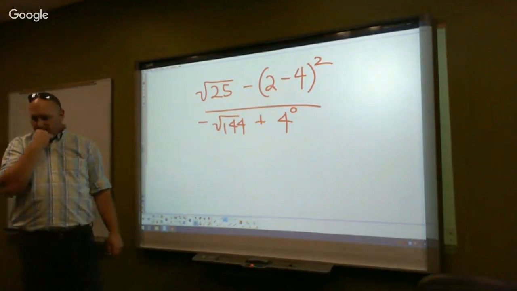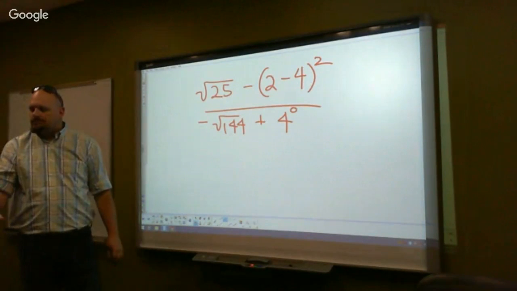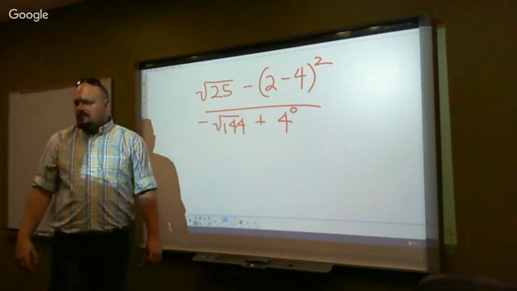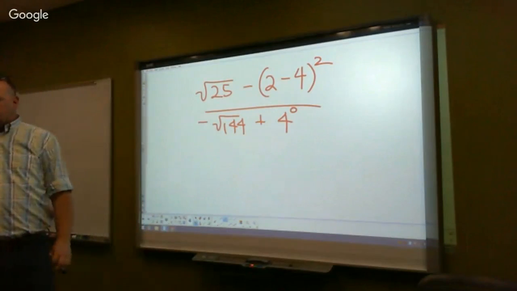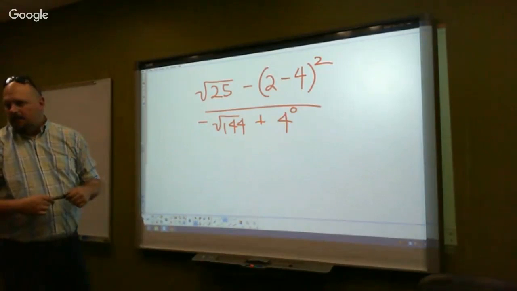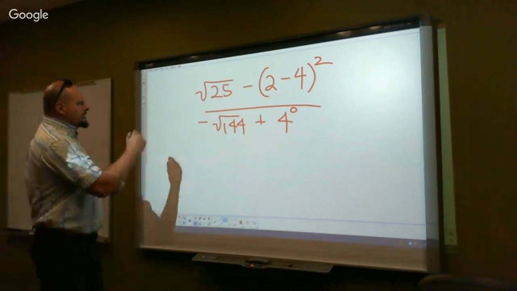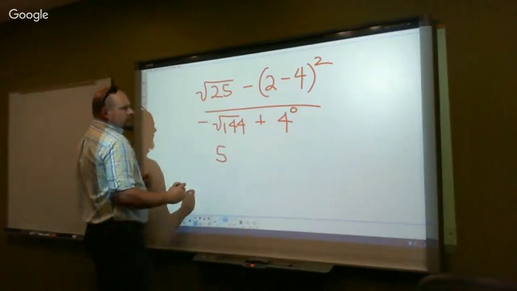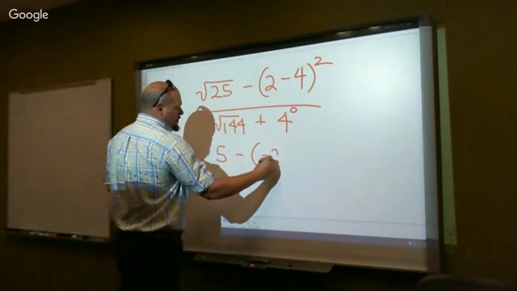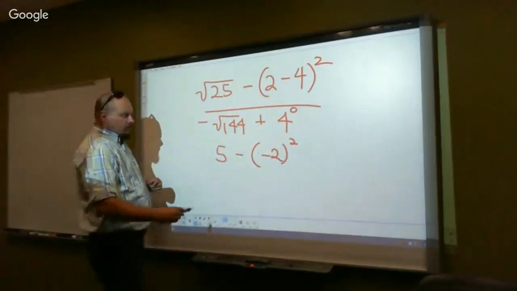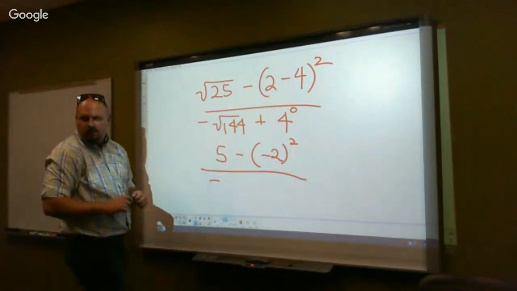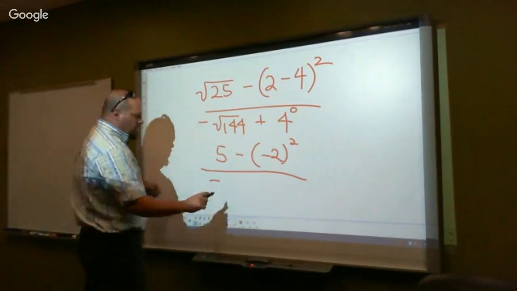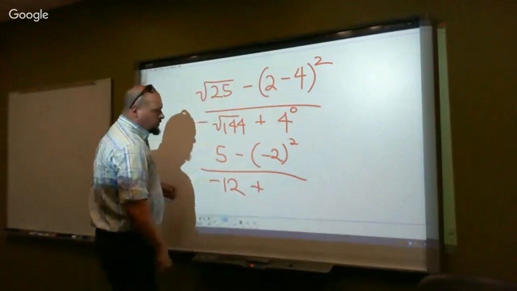Okay, I got the answer. What's your numerator? So we get the square root of 25 is 5, right? Minus negative 2 squared, right? Over the square root of 144, which is 12, plus, what's 4 to the 0 power?